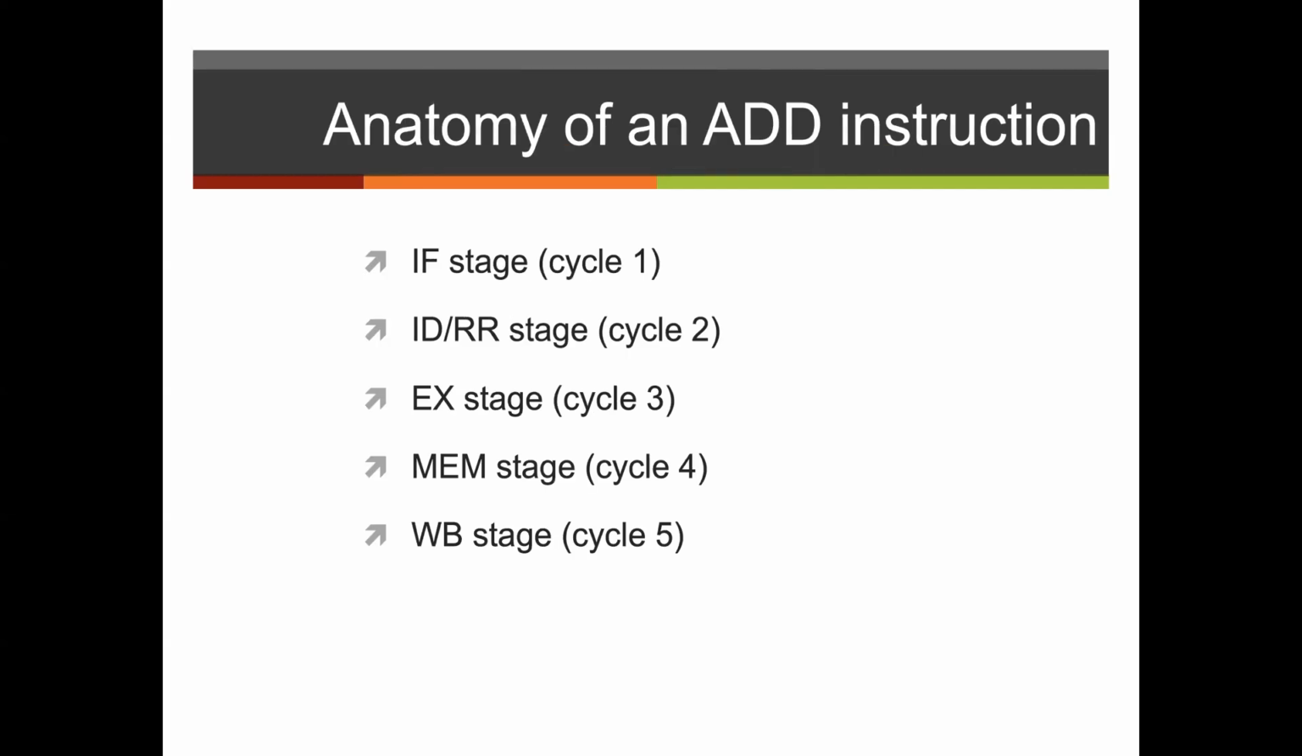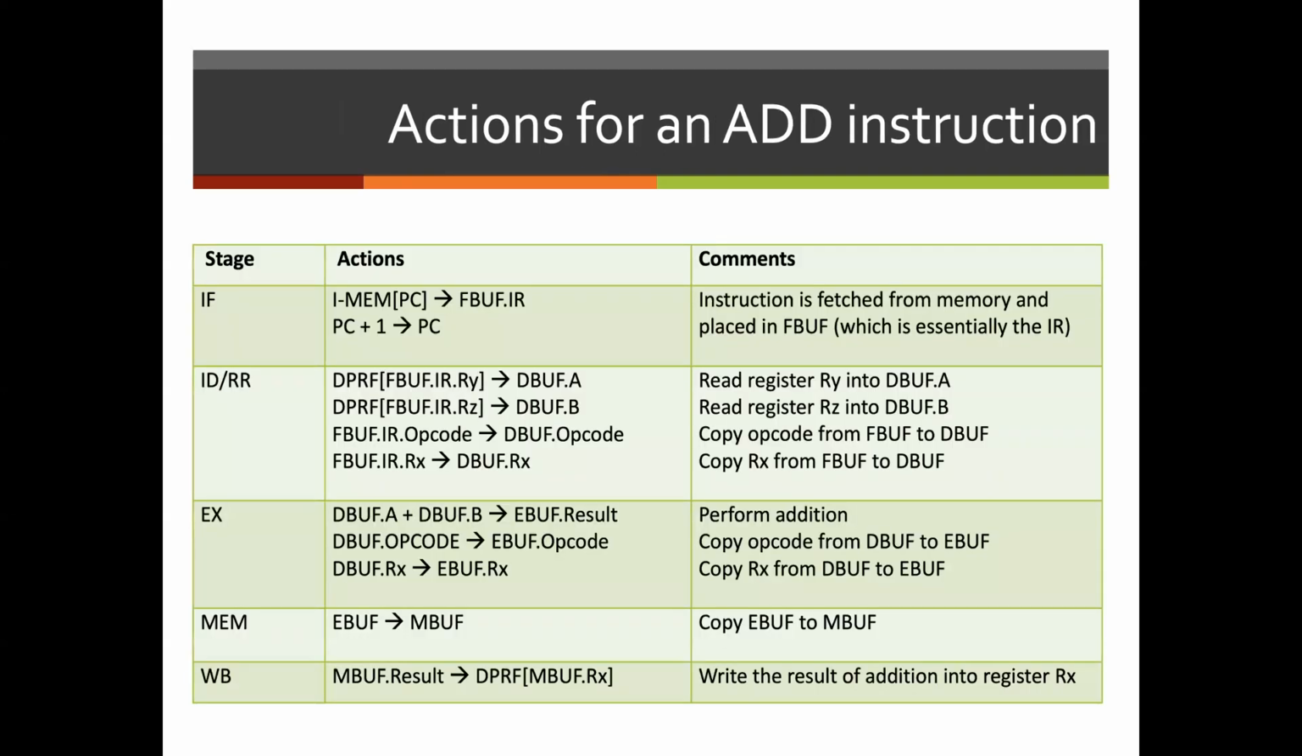And so let's consider the anatomy of an add instruction. With the add, we're going to have our IF stage being in cycle 1, our IDRR stage being cycle 2, our execute stage in cycle 3, our memory stage in cycle 4, and our write stage in cycle 5. And so what actions need to occur during this process? During the IF stage, we need the instructions to be fetched from memory and placed in the FBuff.